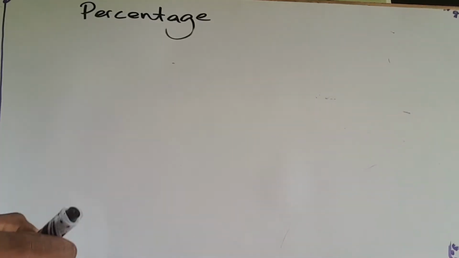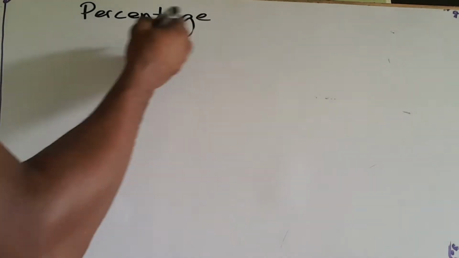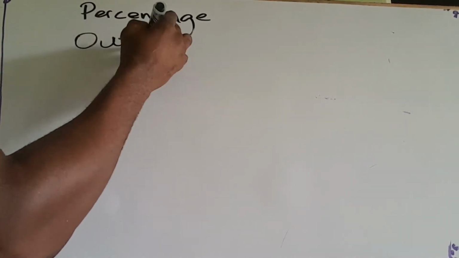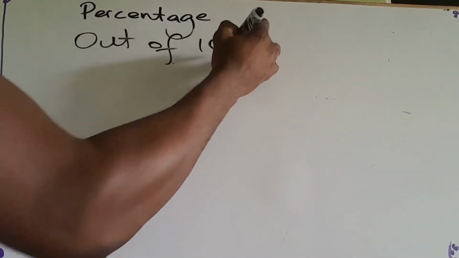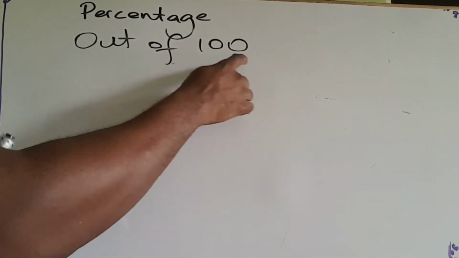Today we are looking at percentage. So percentage refers to out of 100. So at the lowest level, we're looking at percentage, meaning out of 100. So it's like a rating scale. We're rating things out of 100.